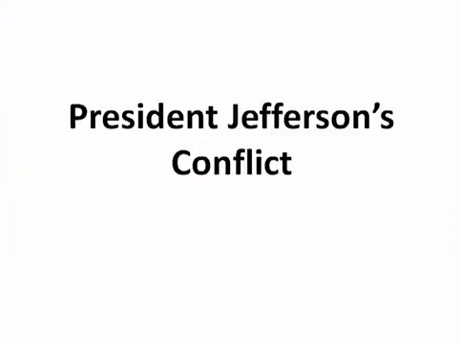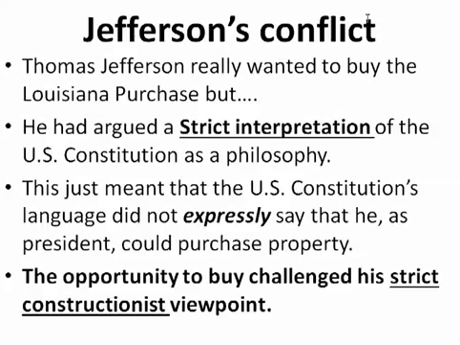So President Jefferson has a conflict of interest. He eventually buys the Louisiana Purchase for $15 million. He takes the offer and runs with it. But there was a conflict in his ideas, and there's going to be a conflict at home because some of the people thought the purchase was unconstitutional. Jefferson himself felt the purchase was unconstitutional.